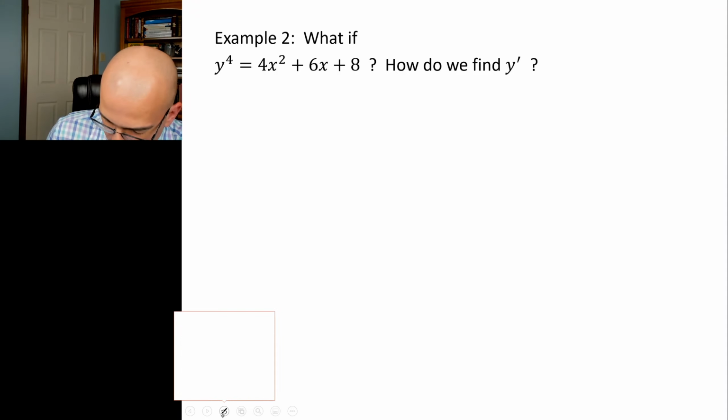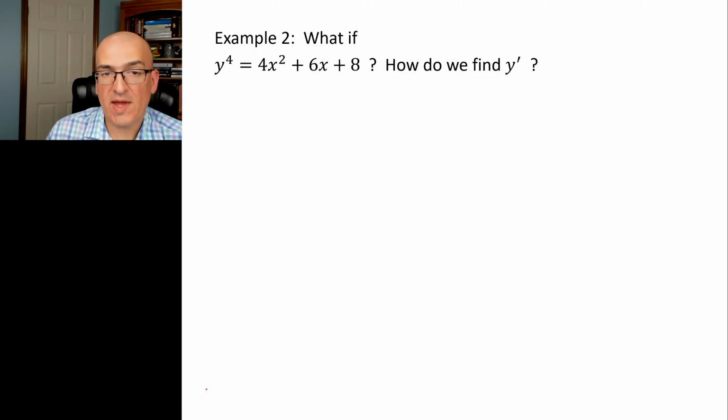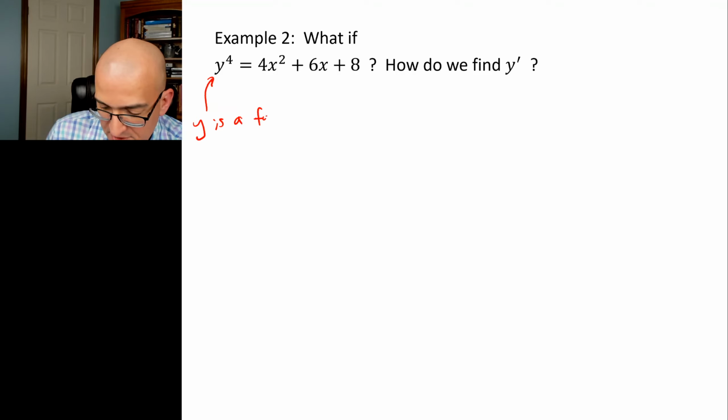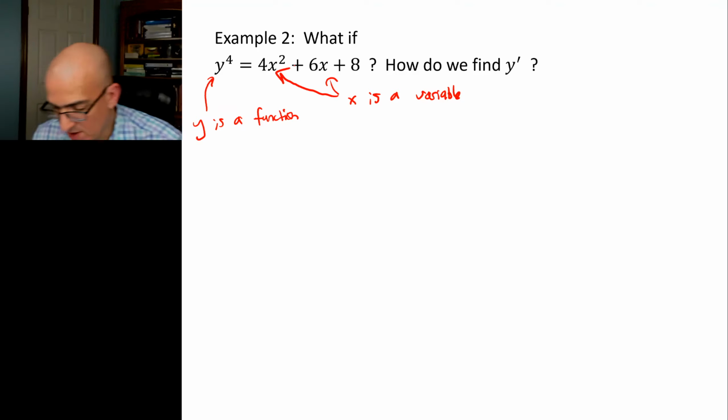What we have to do is pay attention to the difference between pieces of the expression corresponding to variables and pieces of the expression corresponding to functions. Y is a function. X is a variable. X here occurs in two different locations. I'll just be careful to label that.